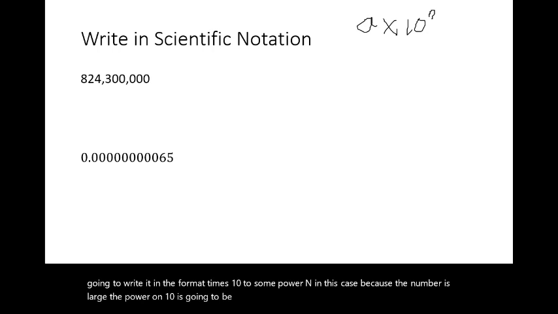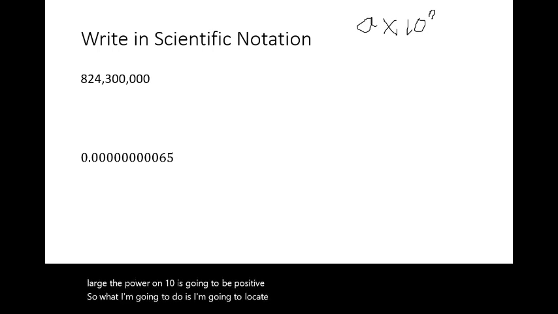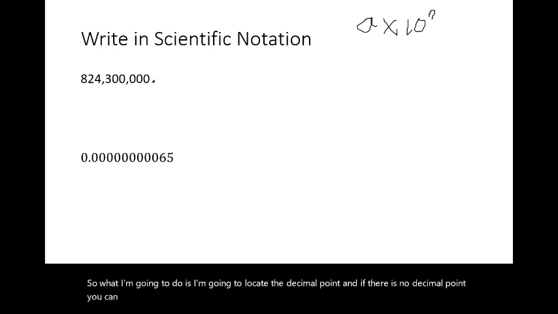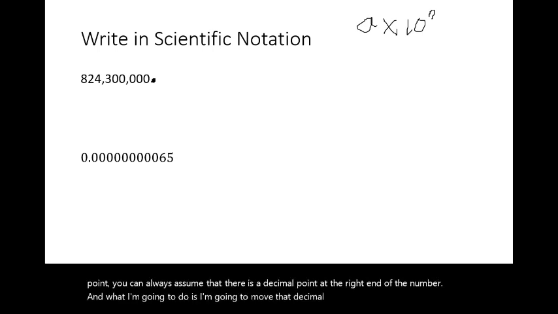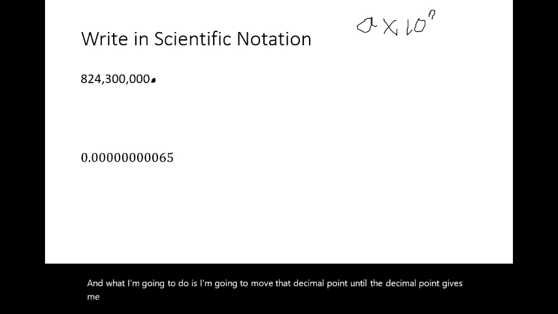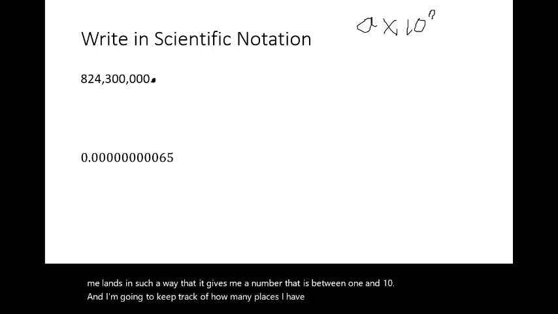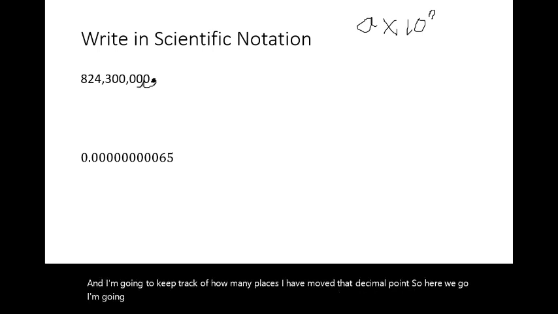So what I'm going to do is I'm going to locate the decimal point, and if there is no decimal point, you can always assume that there is a decimal point at the right end of the number. And I'm going to move that decimal point until it lands in such a way that it gives me a number between 1 and 10. And I'm going to keep track of how many places I have moved that decimal point. So here we go. I'm going to move it 1, 2, 3, 4. We're at 5 so far. I am not at a number between 1 and 10. So 6, still not at a number between 1 and 10.